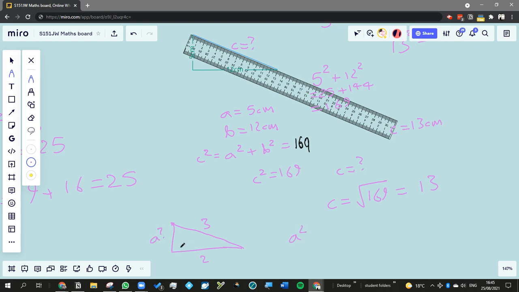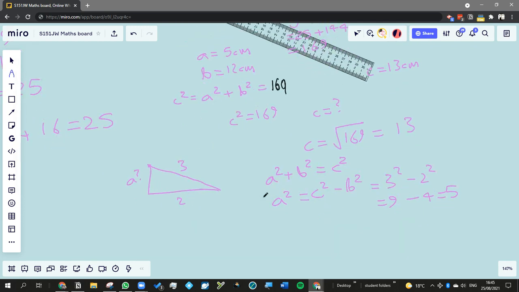We know that A squared plus B squared is equal to C squared. By subtracting B squared from both sides, A squared is equal to C squared minus B squared. And that's equal to 3 squared minus 2 squared, which is equal to 9 minus 4, which is equal to 5. So A squared is going to equal 5, and therefore A is going to equal the square root of 5. And if we type that into your calculator, you'll get a long irrational number. Okay?